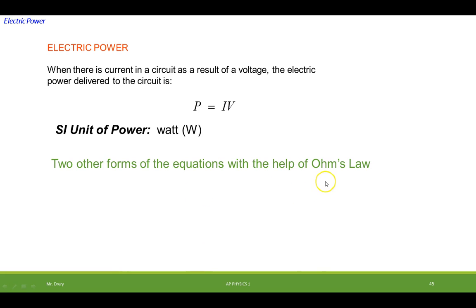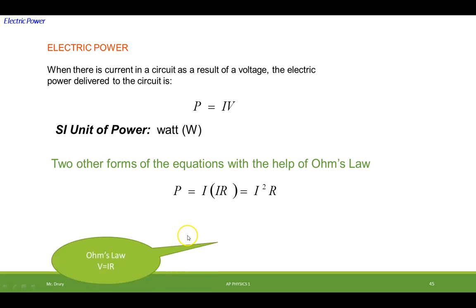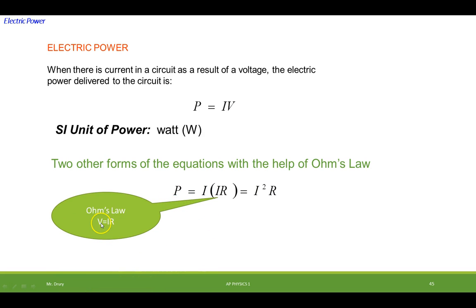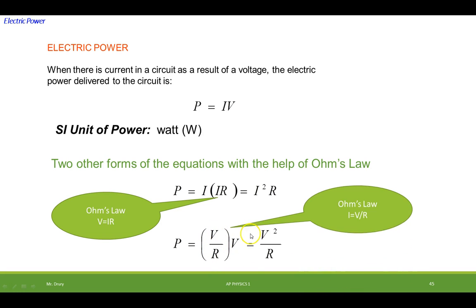There are two other useful forms of this equation, and we'll derive them with the use of Ohm's law. The first is this. We took Ohm's law and solved for V, V equals IR, and replaced the V here with IR. So one form of the equation is power is equal to I squared R. Another form is where we replace current with V over R, because current is equal to V over R from Ohm's law. So we also have another form of the equation: power is equal to voltage squared over R.